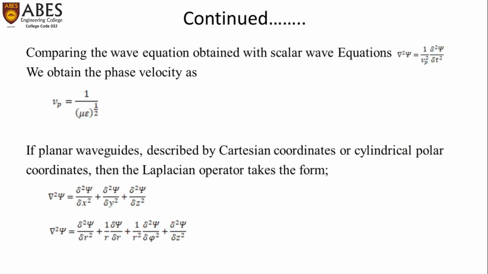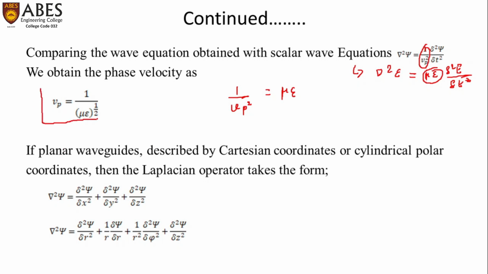And now comes the wave equation with scalar, the generalized equation for the wave equation. It is written in the form of the quadrature wave equation: del squared psi should be equal to 1 by Vp square del squared psi upon del T square, where Vp is our phase velocity. And when we compare this with the wave equation achieved by us in terms of the magnetic and electric field, it can be written like this. So 1 by Vp square is the same as mu epsilon. So Vp should be equal to 1 by under root mu epsilon.